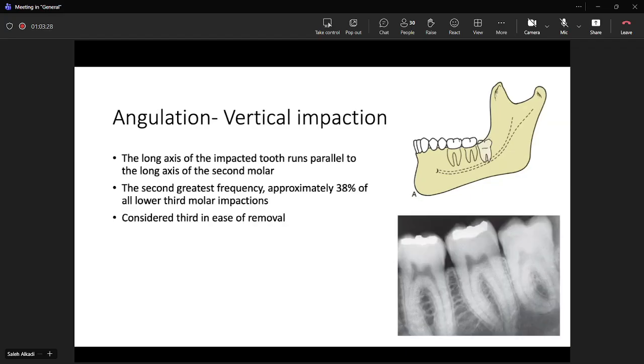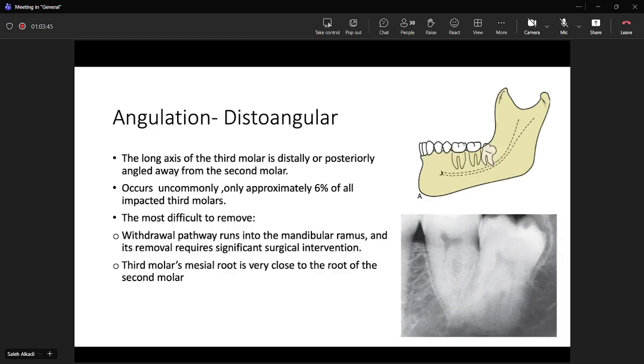We then have the vertical impacted wisdom tooth, when the long axis of this tooth runs parallel to the long axis of the second molar. This is the second greatest frequency, 38% of the cases. It's considered third in ease of removal. Then we have the distoangular, where the long axis of the third molar is angled distally, or posteriorly, away from the second molar. This is uncommon also, representing 6% of cases of impacted third molars. It's the most difficult to remove.